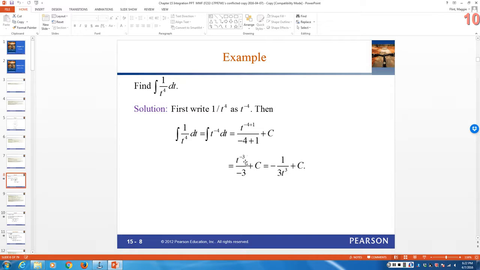So then this becomes t to the -3 over -3 plus the constant of integration, c. And that's equal to -1 over 3t to the third if you want it that way. I am perfectly happy if you leave it this way, but if you want to change it to this so that you don't have the negative exponent, that's fine. My math lab should take both of them and not question either one.